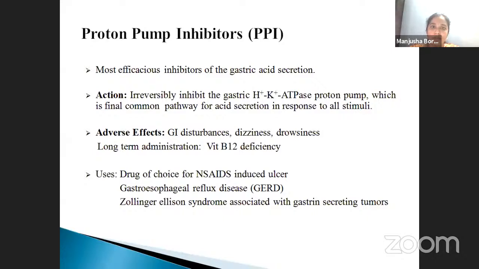Proton pump inhibitors are the most efficient inhibitors of gastric acid secretion and commonly used. They cause adverse effects like GI disturbances, dizziness, drowsiness. Long-term administration may cause vitamin B12 deficiency. They are also used in the treatment of drug-induced ulcer, gastroesophageal reflux disease, and Zollinger-Ellison syndrome associated with gastrin-secreting tumor.